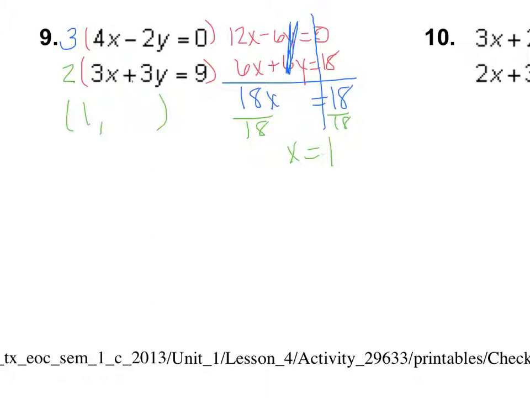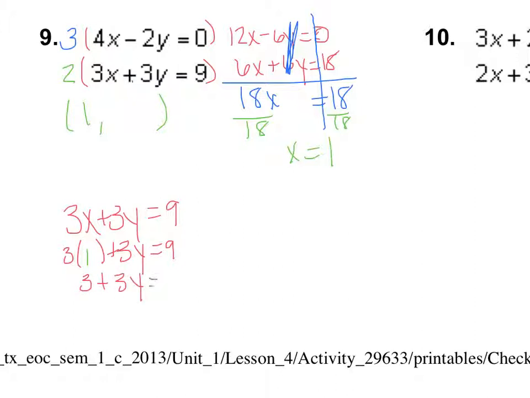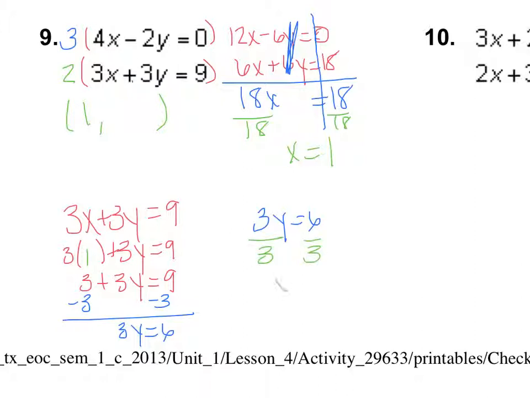Then I'm going to plug it back in. It doesn't matter which equation you use. I'm going to use the bottom equation. 3x plus 3y equals 9. Instead of x, I'm going to plug in 1. So 3 times 1 plus 3y equals 9. 3 times 1 is 3, plus 3y equals 9. To get y by itself, I need to subtract 3 from both sides. So 3y equals 6. And then to get y completely alone, I'm going to divide both sides by 3, and I get that y equals 2. So my solution would be the ordered pair 1, 2.